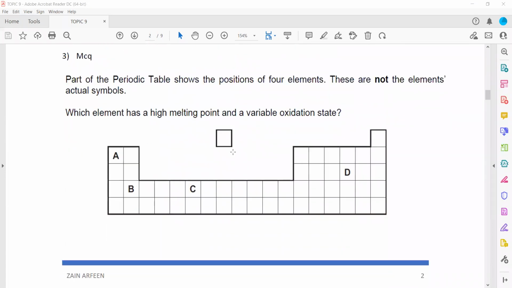In question 3, part of a periodic table shows the position of 4 elements. These are not elements, actual symbols. Which element has the highest melting point and variable oxidation state? So basically, high melting point and variable oxidation state, these are the characteristic of the transition element. And where in the periodic table we can find the transition element? That is between group 2 and group 3. This region we can find transition element. So the option C is the right answer.